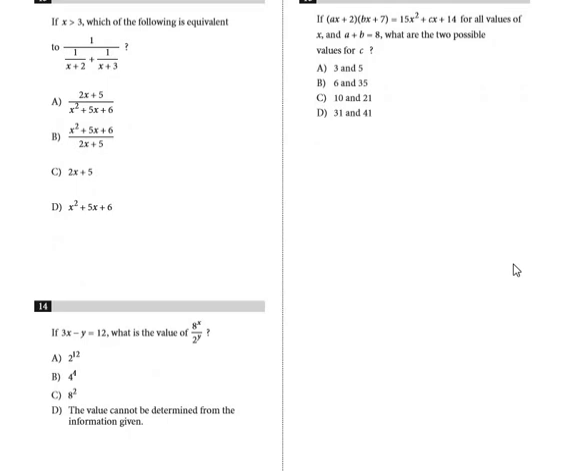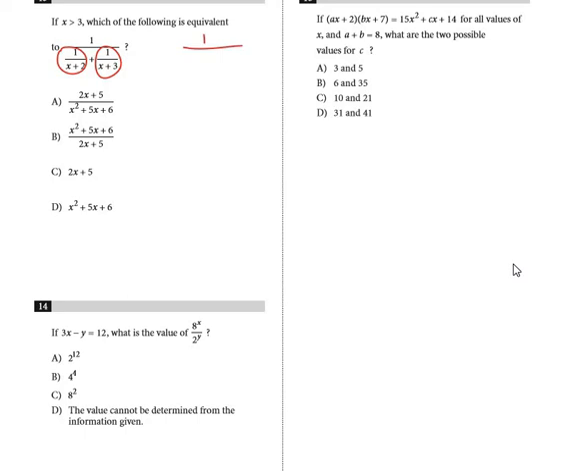Question number 13. If x is greater than 3, which of the following is equivalent to the options given? So we were given this complex fraction. I need to merge this and that. So our common GCF, our common denominator, is x plus 2 times x plus 3.